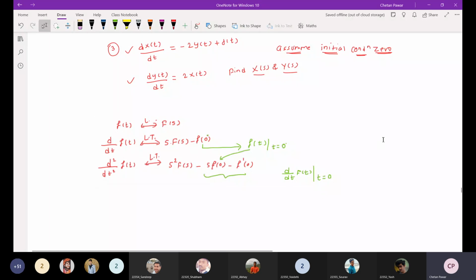Okay, so now they have given that initial conditions are 0. So this f of 0 will be 0, right? So if we take a d by dt of f of t in the Laplace transform, we need to multiply the Laplace transform of f of t by s. And if we take a d squared upon dt square of f of t, then we need to multiply it by s square F of s. So similarly, you can use this differentiation property here, and you can solve this.